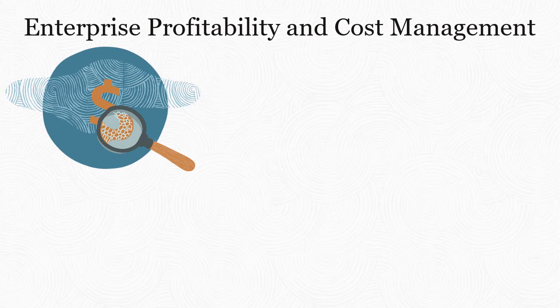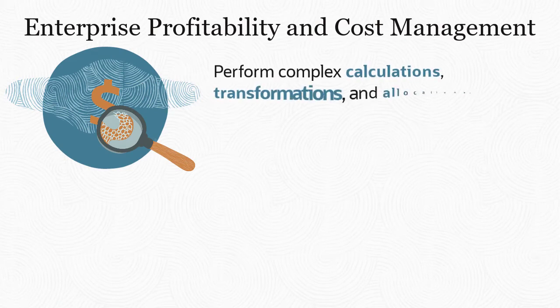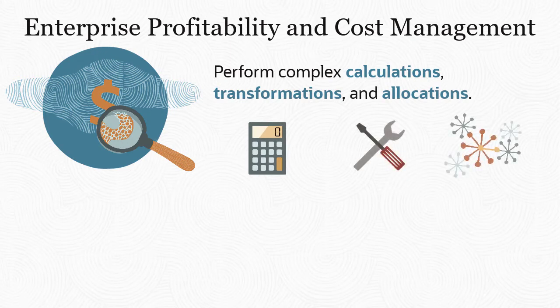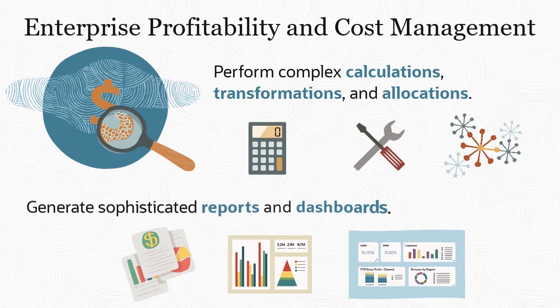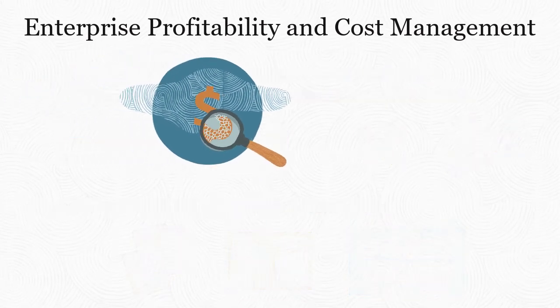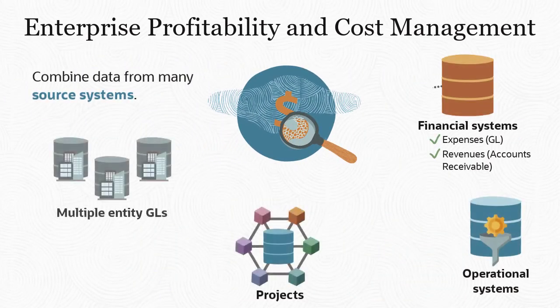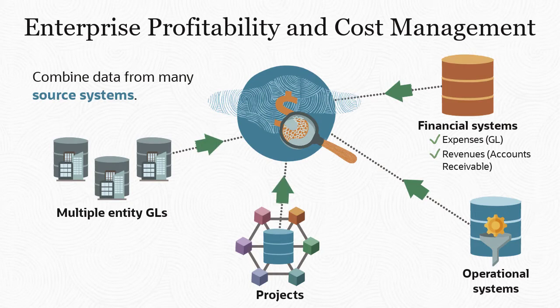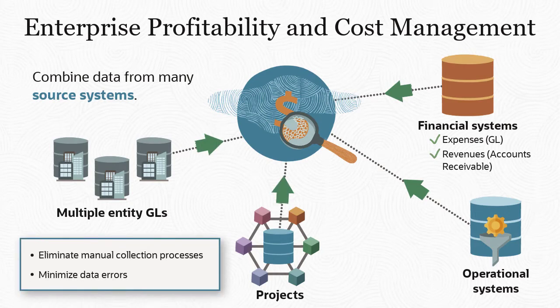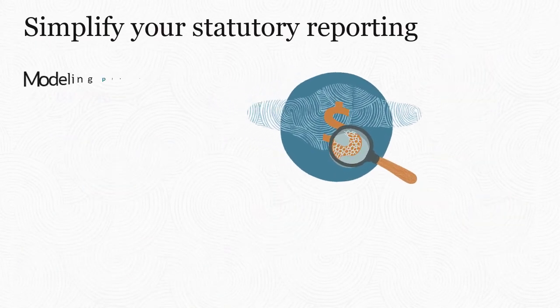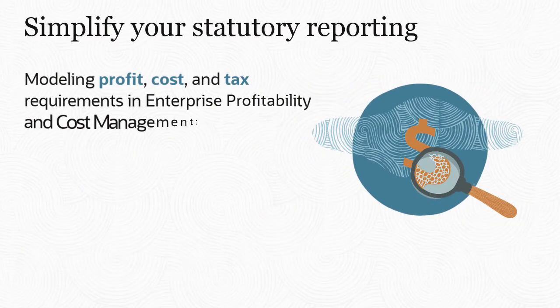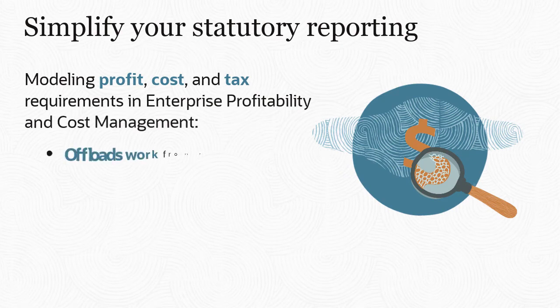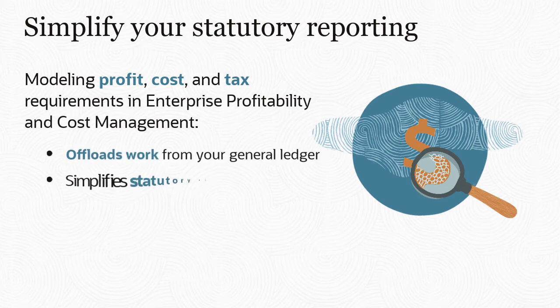Enterprise profitability and cost management gives you the tools you need to easily perform complex calculations, transformations, and allocations, and generate the sophisticated reports and dashboards you need. The system lets you combine data from many sources to create the data you need, which eliminates manual collection processes and minimizes data errors. Modeling your profit, cost, and tax requirements in enterprise profitability and cost management offloads work from your general ledger and simplifies your statutory reporting in important ways.